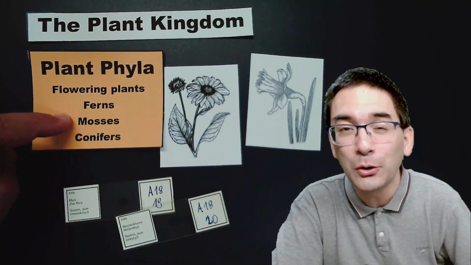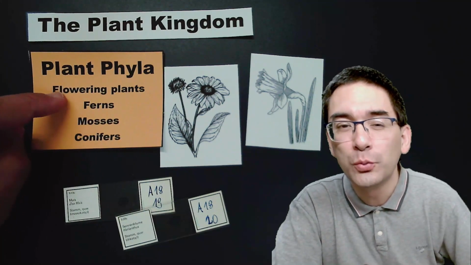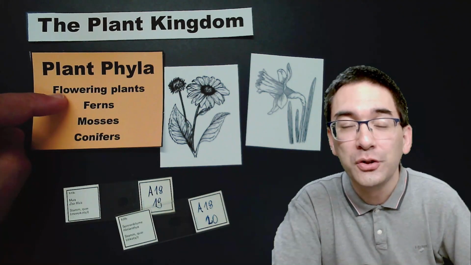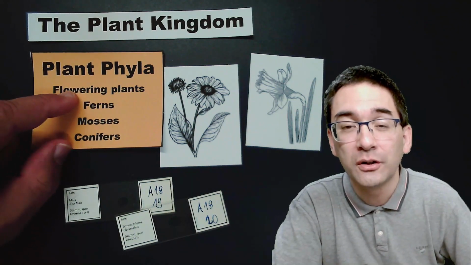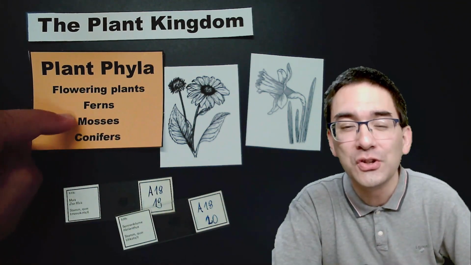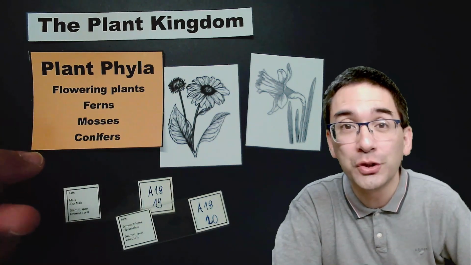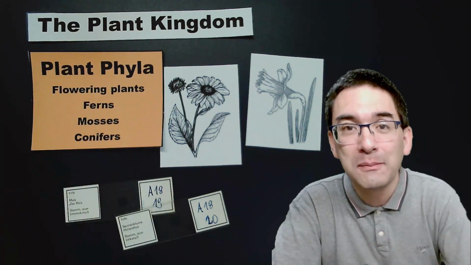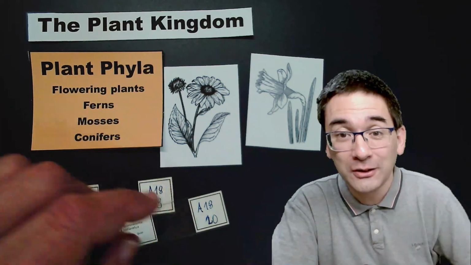I will be briefly talking about them, but I'll spend much more time on the flowering plants because it's a very large and huge group. So there are the flowering plants, the ferns, the mosses, and the conifers. And I'm sure that you've seen all of them already. You might not have known that they belong to the different phyla, but I'll show them to you.